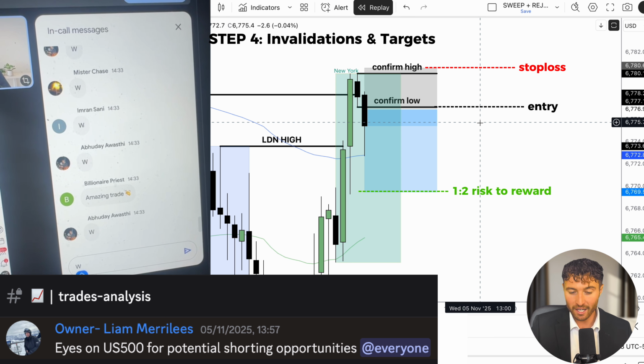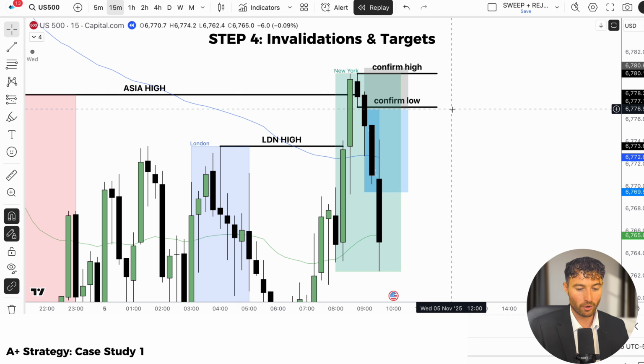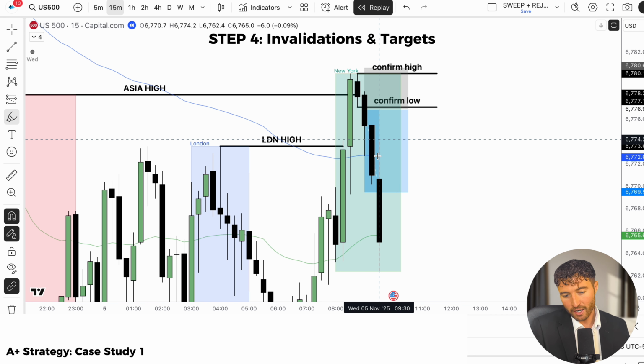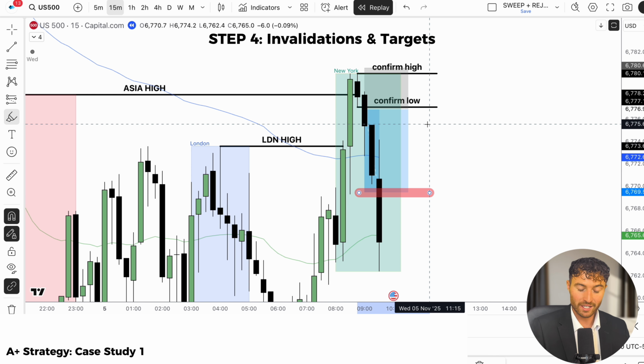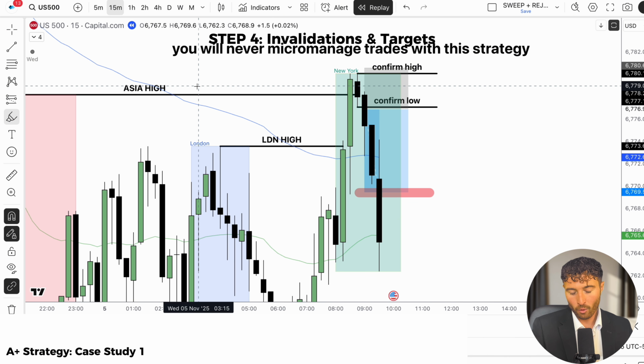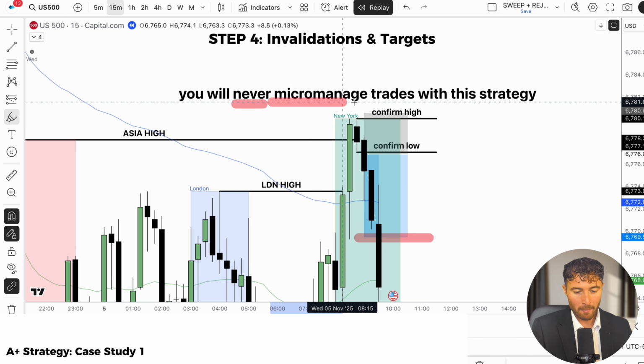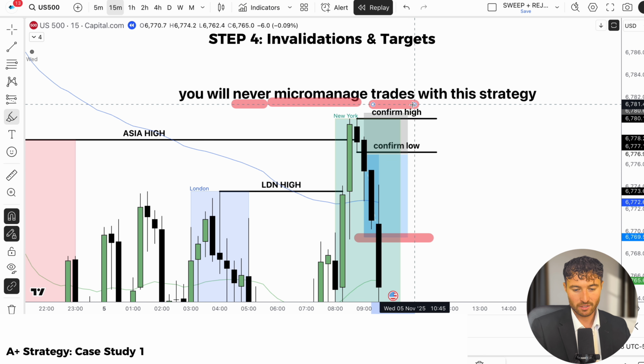Once you're tagged short, there's no micromanaging, there's no interfering, just allow the trade to play out. And as you can see, in around 45 minutes, this trade did hit take profit for a 1 to 2 risk to reward. And it's very important to note, you will never micromanage any trades with this strategy.